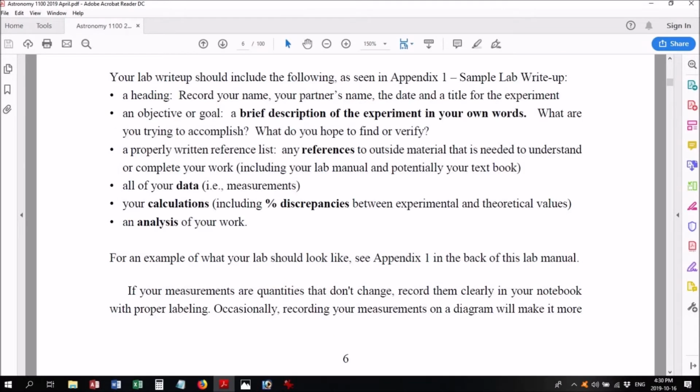Now going back to that bullet list, the last thing that you put in your lab write-up is an analysis of your results, but I'm going to defer talking about what goes in the analysis until after I've told you about the concept of percent discrepancy. Before I do that, though, I'd like to first talk about one last thing having to do with your lab notebook. A scientist's notebook is a legal document.